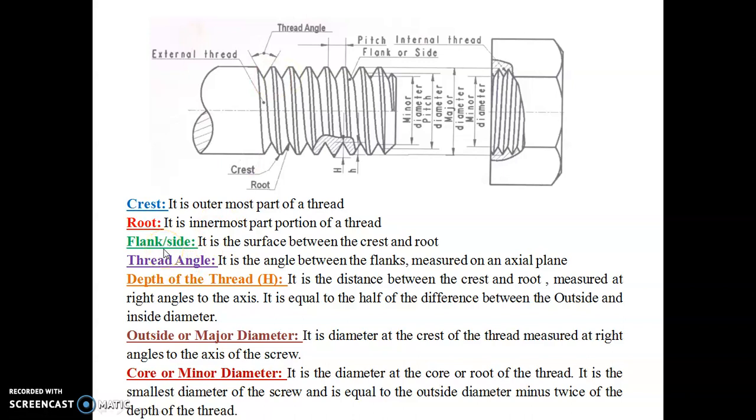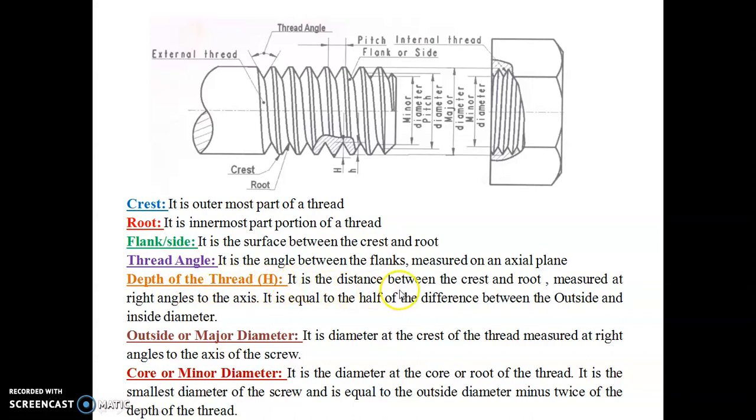Then third part we have flank or side. So it is the surface between crest and root. So if this is a crest and this is a root, so whatever this surface is here, this surface is called as flank or side. Then the next term is thread angle. So it is the angle between the flanks measured on an axial plane. So if you have got this as a flank, this is another flank, the angle between two flanks is called as thread angle.